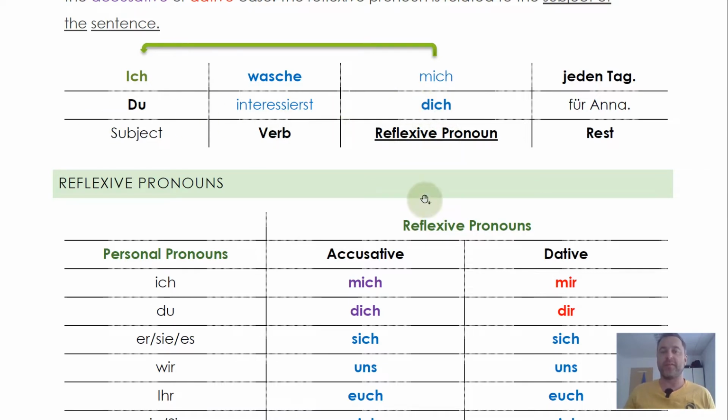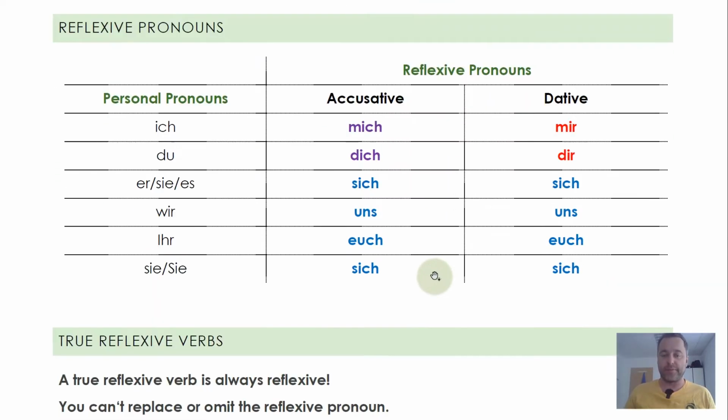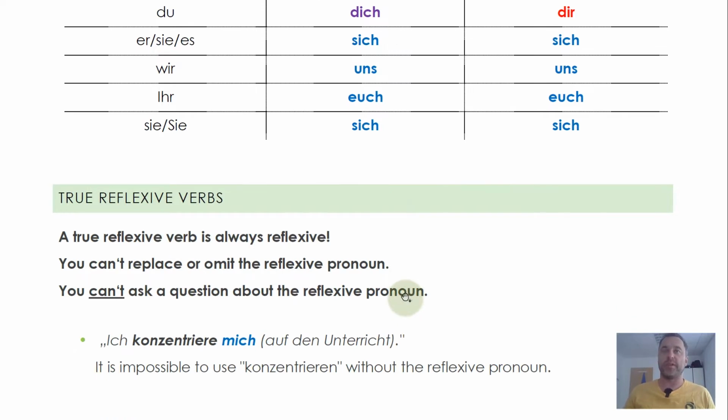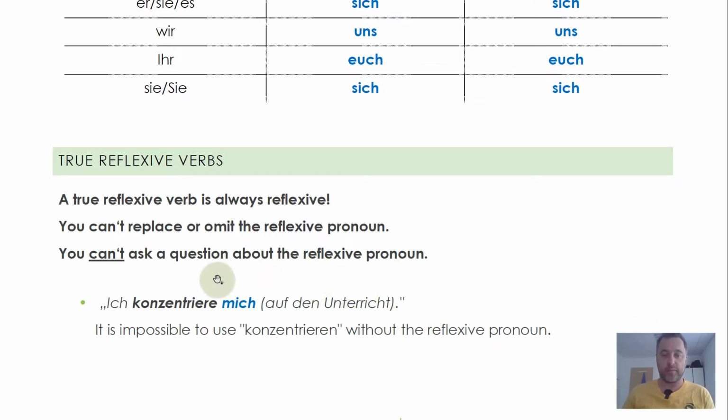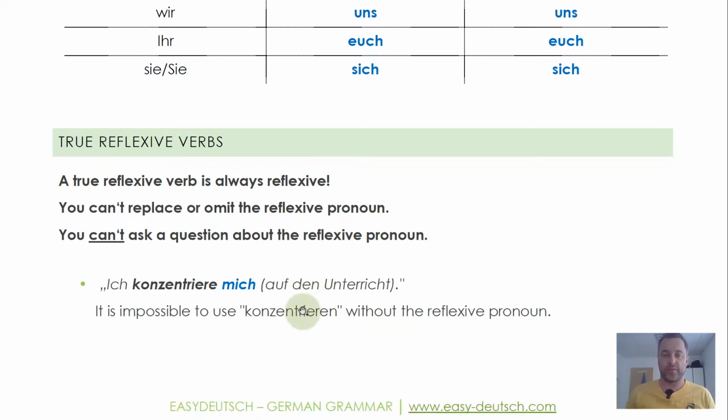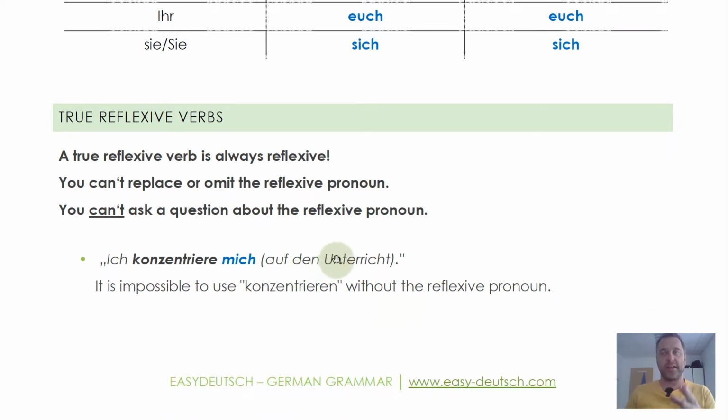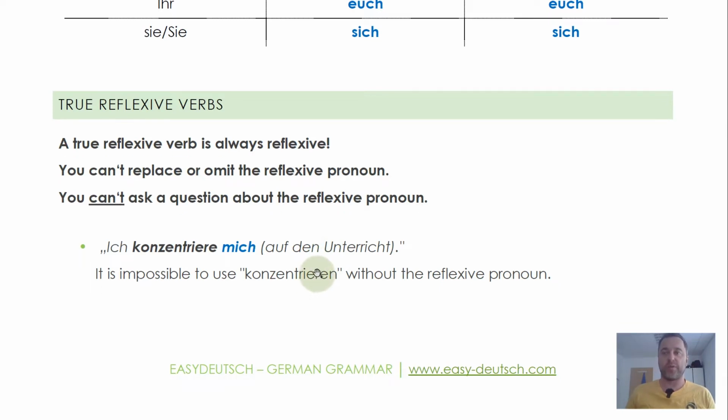But this one, here we cannot replace this with anything else because it has to be referring back to the actual subject. And we can also never ask for it because with waschen, we can ask, what are you washing? My hands, myself. But you cannot do this with interested. But again, in English, that translation is not so perfect because it's not reflexive in English.